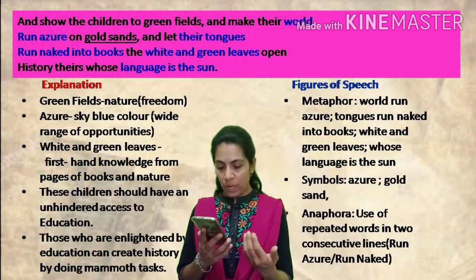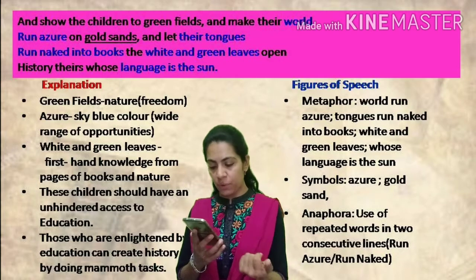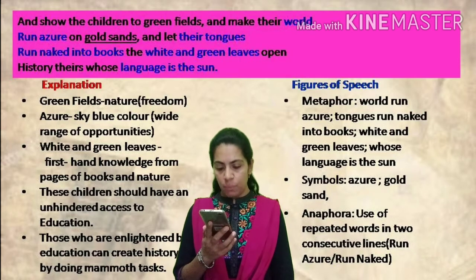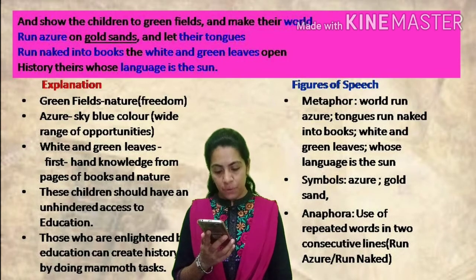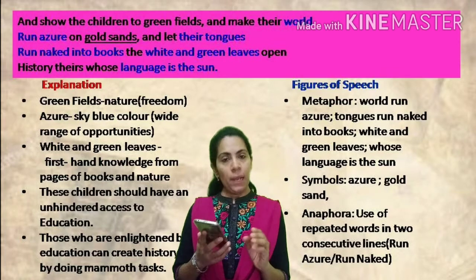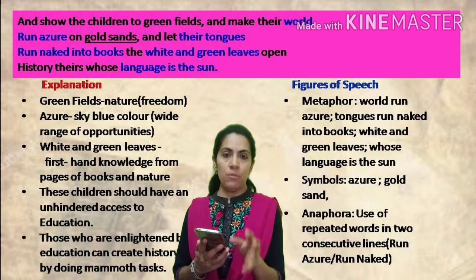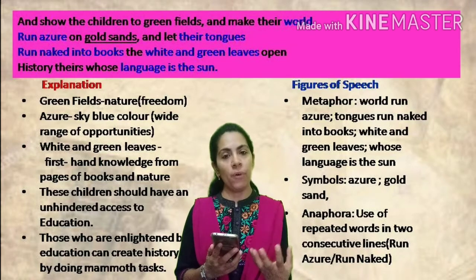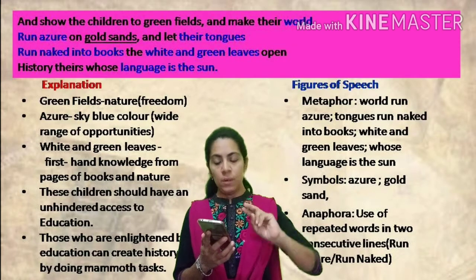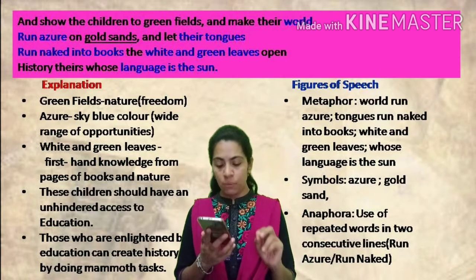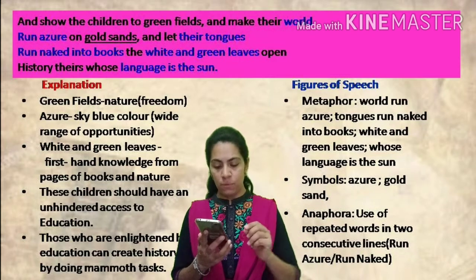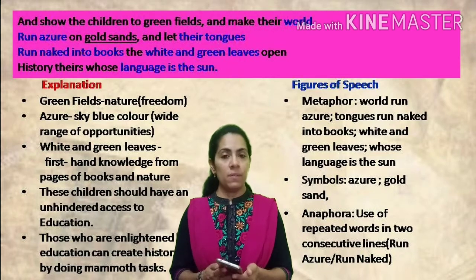we'll just revise that. World run azure, there's a metaphor here. Azure means an open sky which is full of opportunities for them, and their tongues run naked into books. Again, a metaphor. White and green leaves, metaphorically referring to the books and nature. And language is sun. Language here means knowledge or education, and sun, something bright or brilliant. Run azure, run naked. When you see these two lines, there is anaphora used here. What is anaphora? Use of a repeated word in two consecutive lines. Run, run. So run azure and run naked. This is an example of anaphora.